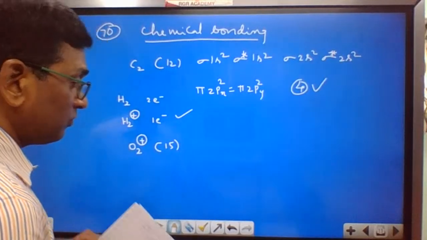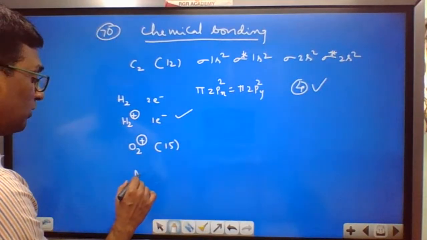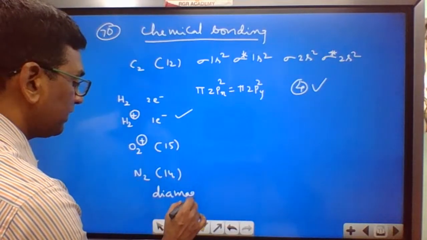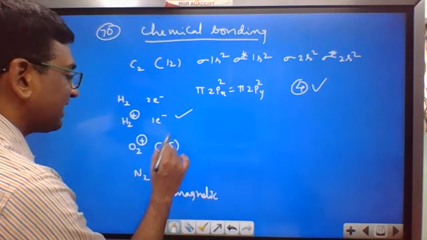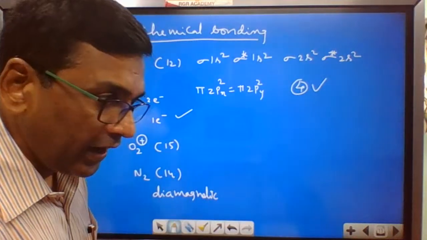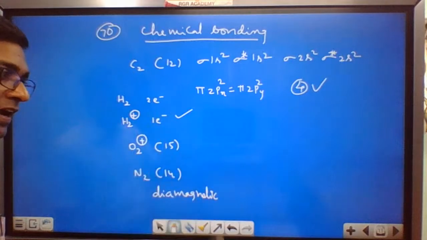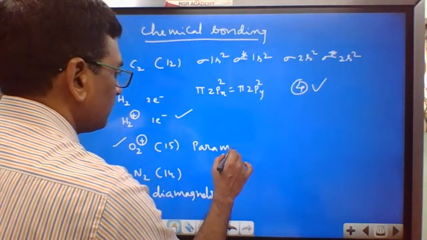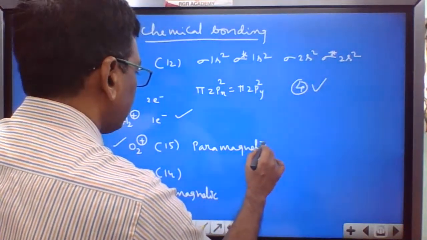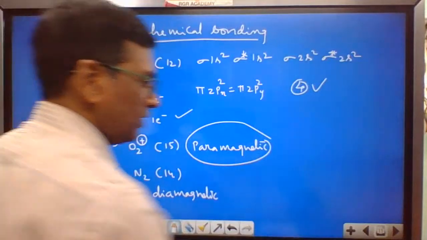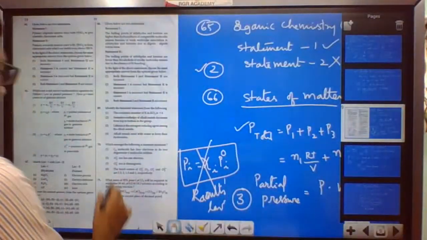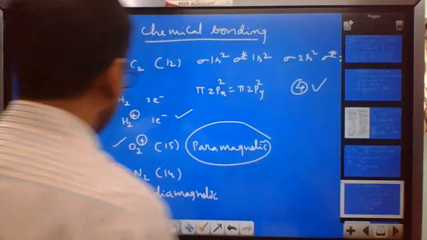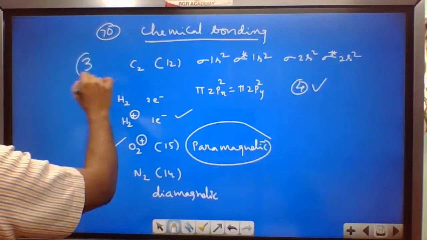We know for 14 electrons, that is N2. N2 has 14 electrons. It is diamagnetic. Since O2 plus has one extra electron, which is present in the anti-bonding orbital, it is an unpaired electron, so it is paramagnetic. It is para, not dia. Paramagnetic, not diamagnetic. So it is a wrong statement. So the third option is the wrong option.